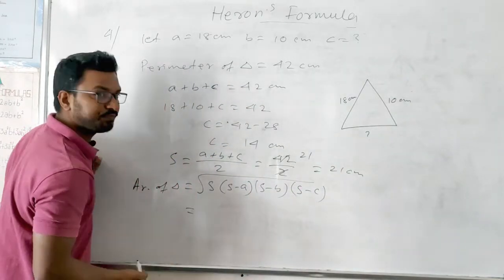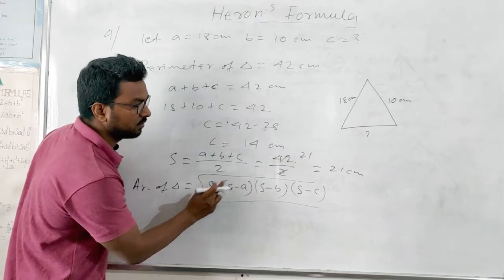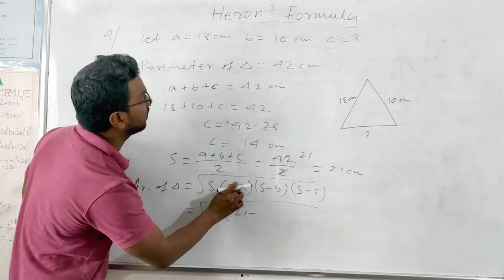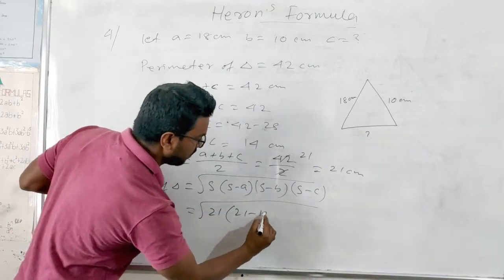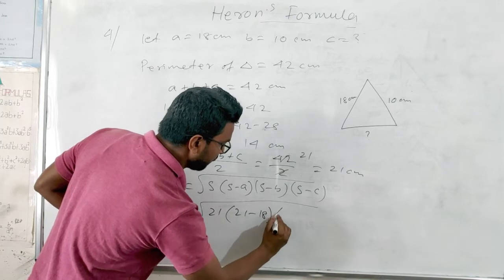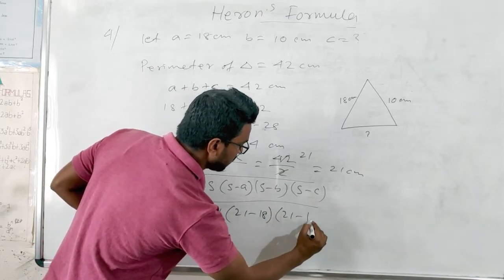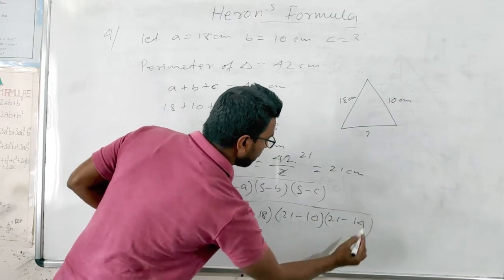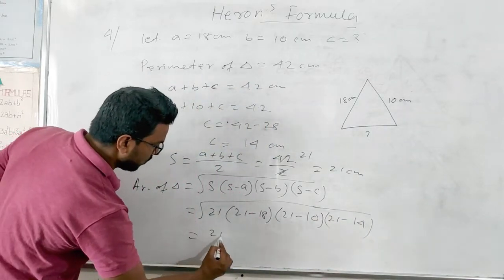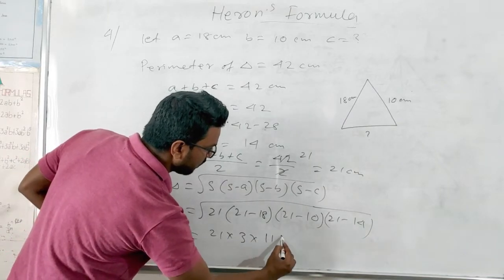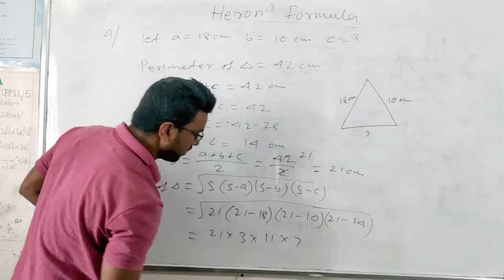So how much you will get? S is how much given? 21. Again 21 minus A. What is A? 18. Okay. 21 minus 10. 21 minus 14. Okay sir? So 21 into 3 into 11 into 7.